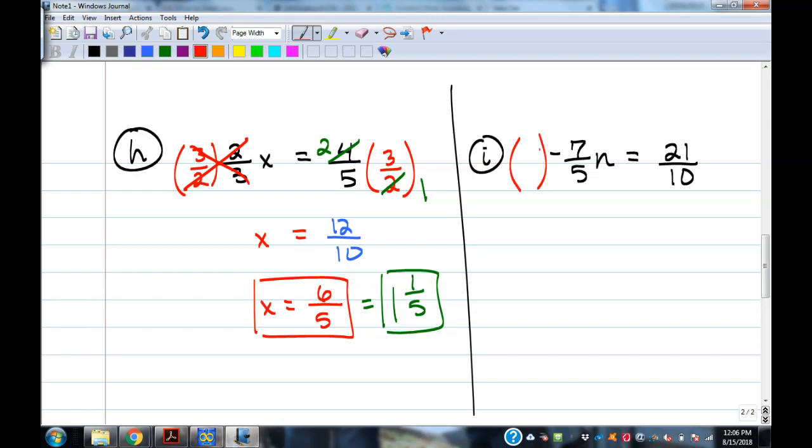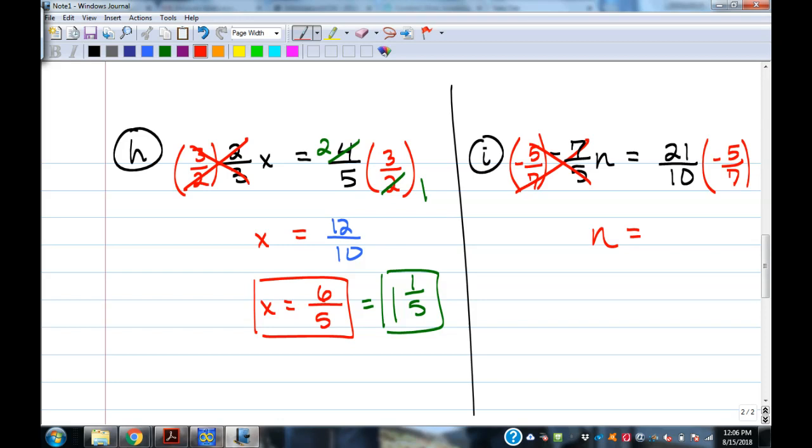Is it negative 5/7 or positive 5/7? Negative. Remember, we keep the sign the same. That's what's got to happen on both sides, multiplying by the reciprocal. You just flip the fraction and multiply. So these are going to cancel each other out, 7/7 and then negative 5/7. They cancel each other out. There's the letter by itself.